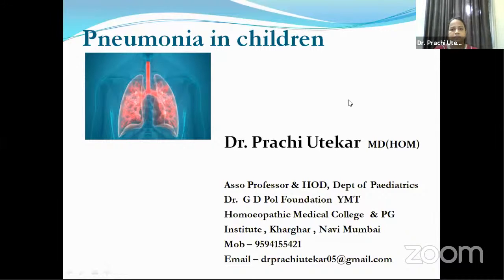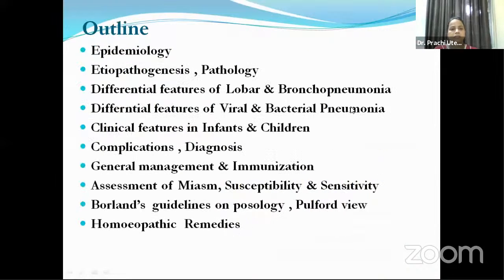Now let me share. So today the outline of my lecture: first we'll see the epidemiology, then the etiopathogenesis and pathology, the differential features of lobar and bronchopneumonia, the differential features of viral and bacterial pneumonia, the different clinical presentations seen in children and infants, and the complications, diagnosis, and management strategies, including immunization and the preventive aspect, and the homeopathic management, that is assessment of miasm, susceptibility, sensitivity, and the views and remedies of homeopathic stalwarts like Boericke or Woodward.